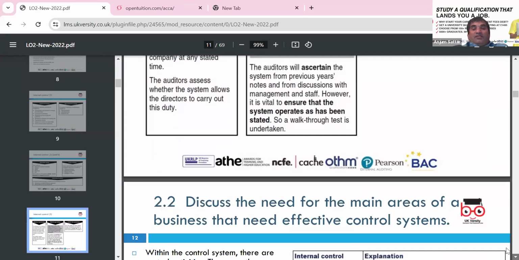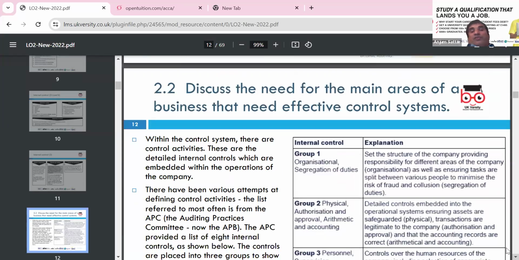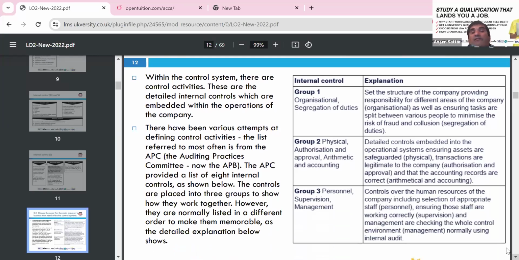It's been referred to in the chapter of the book, but we can pick slides and link to it. Okay, so 2.2, discuss the needs and the main areas of the business that need effective control. So we can look within our system at what sort of areas. One, organization and segregation of duty: who is responsible for what. We also need to look at physical control, authorization, approval, arithmetic and accounting control.